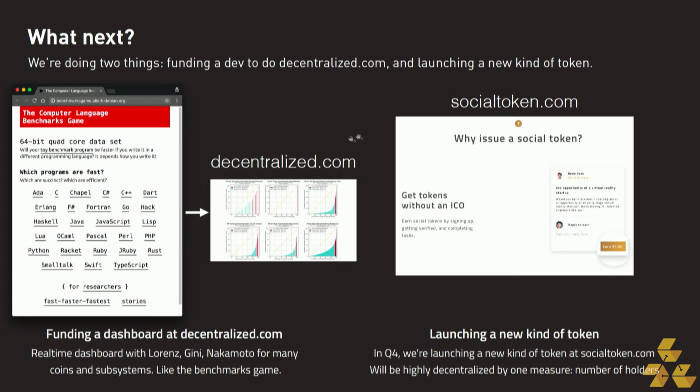And finally, what we're also doing is we're launching this new token, which is hopefully going to be the most decentralized by one measure, which is just sheer number of holders, because it can be gotten without capital. You put in labor, and hopefully that'll give a much more equal Gini coefficient than the alternative. Okay, so that's what we're doing.